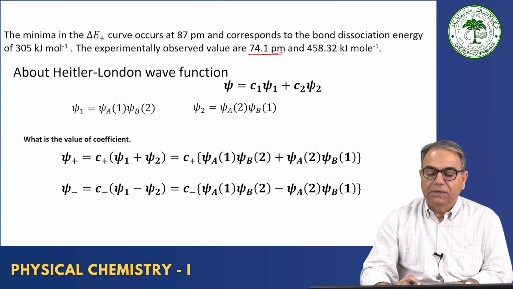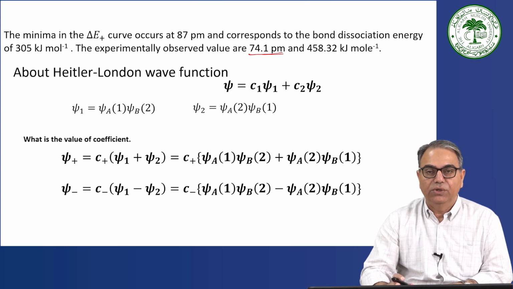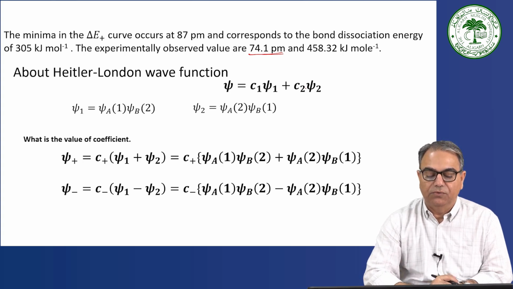Now, the next task is bringing this value closer to the actual experimental value, and for that we will see how to do. And if I talk about the wave functions from which we started, it was Heitler-London wave functions, where I have written psi is equal to C1 psi1 plus C2 psi2.